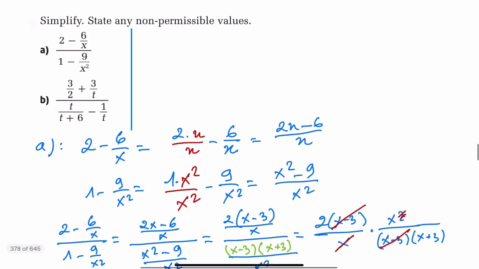Okay, so for my non-permissible values, I have x should be different than 0, and x should be different than 3, and x should be different than minus 3.